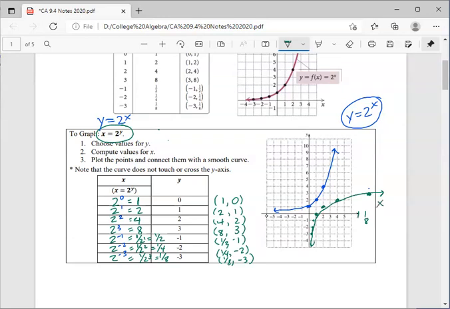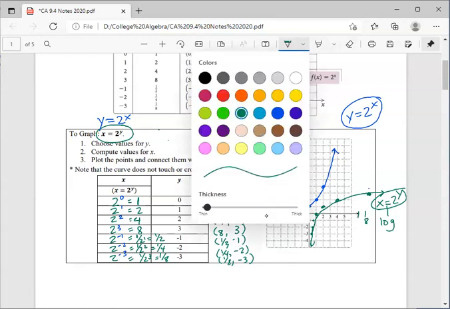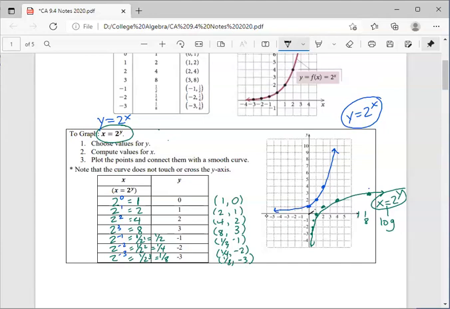So this is x equals 2 to the y. This is going to be a logarithm. It's just written in exponential form. So if you look at these, you can kind of tell that they are reflections of each other. Like if I draw a line right through the middle right here, if you fold it on this y equals x line, they would touch each other. Y'all agree with that?